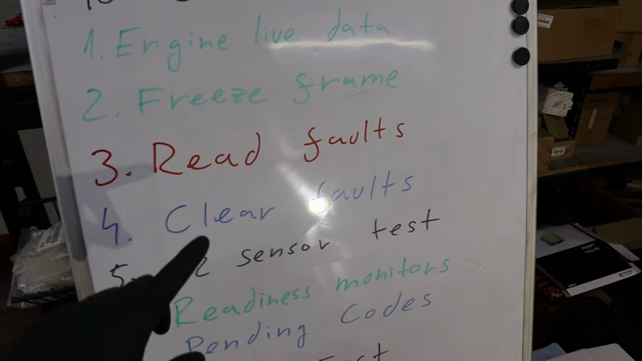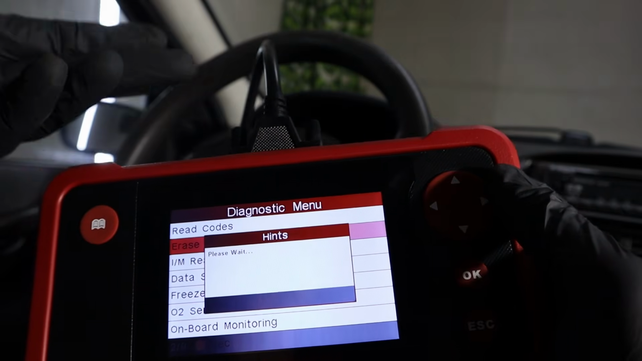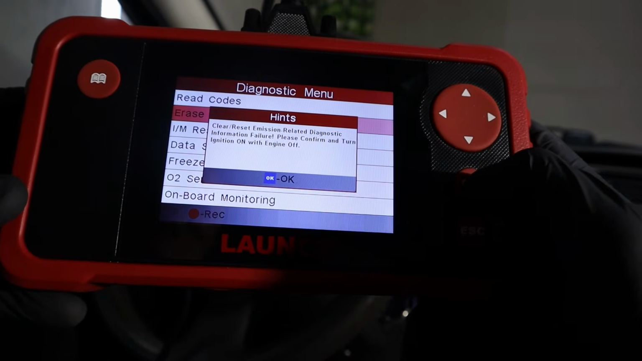Mode 4 is clearing faults, so that would clear your check engine light. You can erase your codes, and if you have a check engine light, you should also be able to get rid of that by erasing codes.